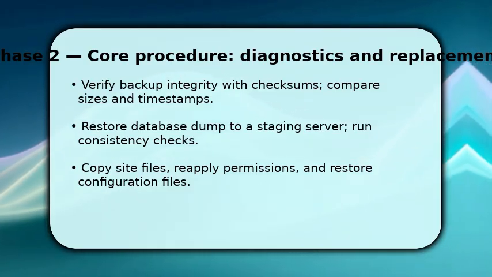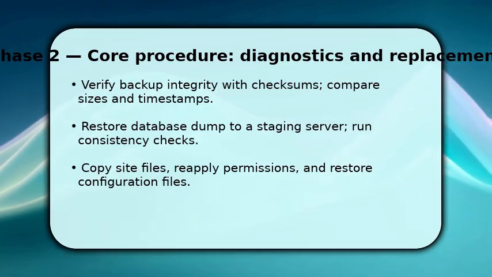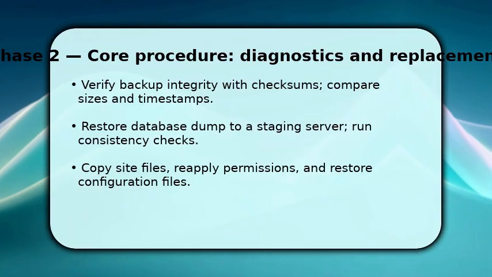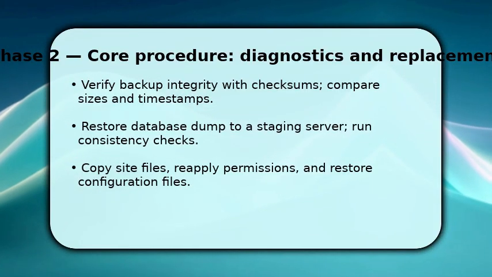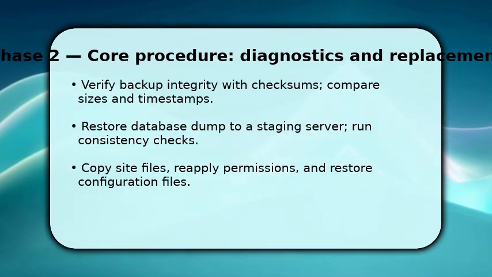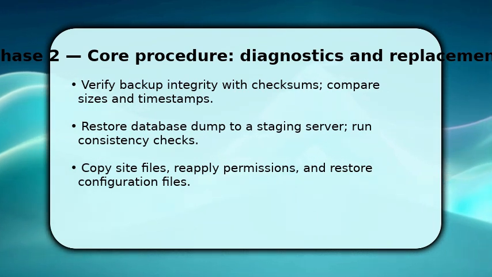Meanwhile, copy site files and media, reapply correct file ownership and permissions, and restore configuration files like .env or wp-config.php. Make sure to re-enable any necessary storage mounts and secrets only in the staging environment. This prevents accidental production exposure while you validate the restore.